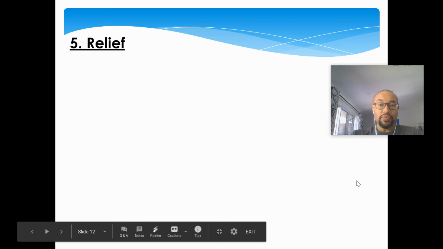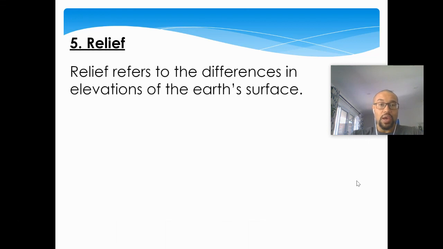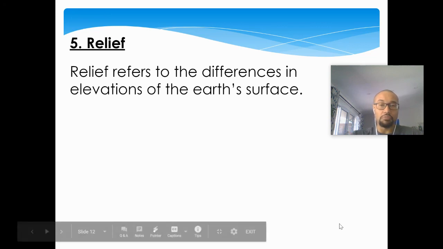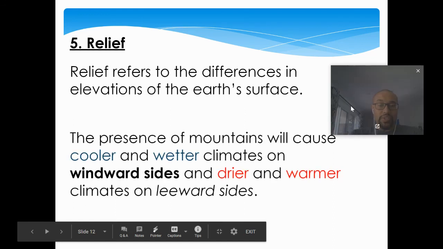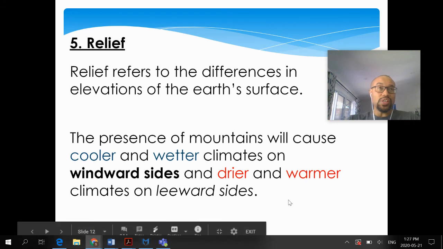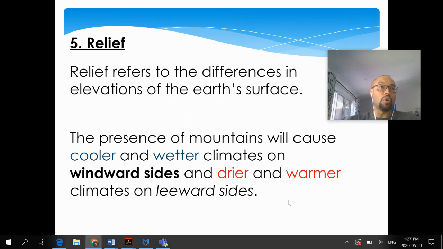Relief. So, relief is related to elevation, and relief looks at topography. So, the changes in elevation of the surface of the planet. What this does, those air masses I talked about, they can't go through the land, right? They have to go over, above, come back down. And depending on that change in elevation, you're going to get a different reaction from those air masses.